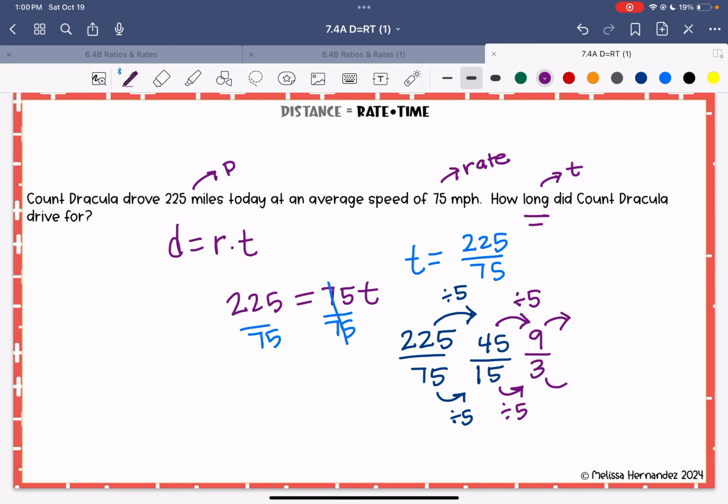3 hours, and we know that because of the miles per hour here. So I really should have included my units. 3 hours. All right, let's do another one.